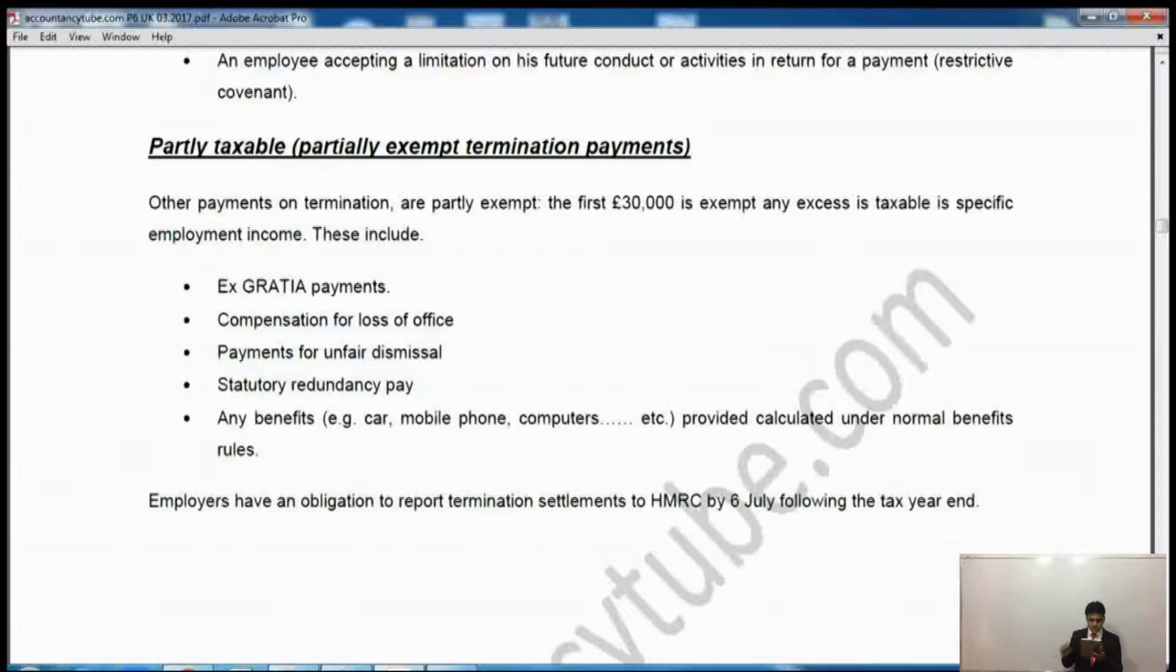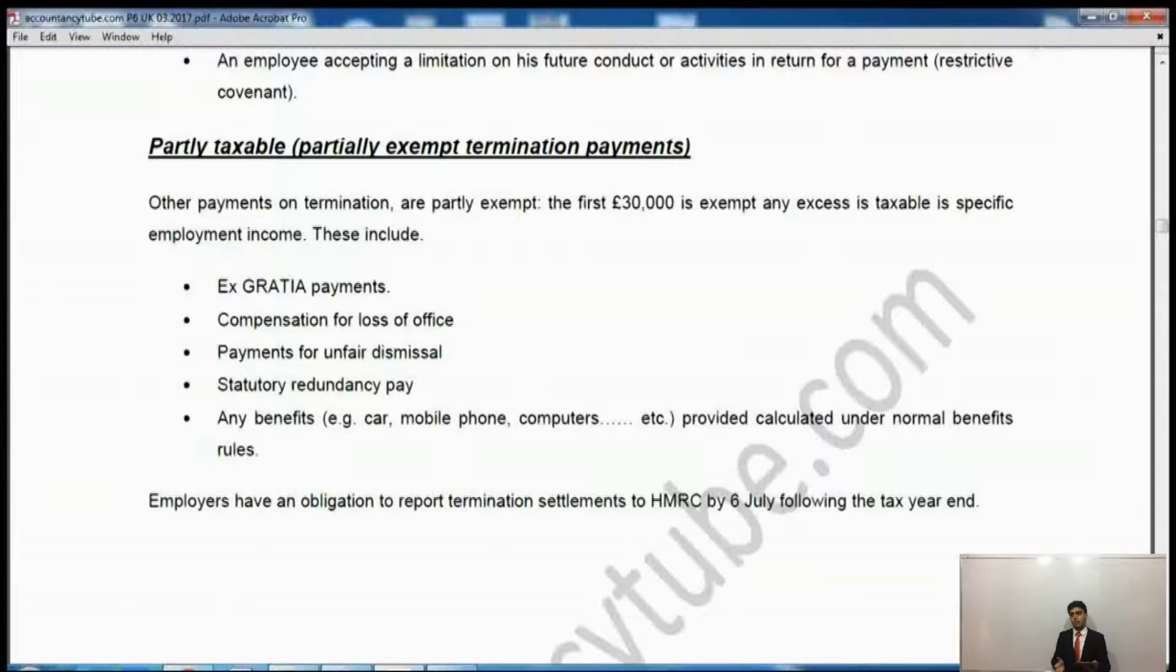An employee accepting a limitation on his future conduct or activities in return for a payment: restrictive covenants. Now, you might have studied this at F9 or P7. Restrictive covenants are simply when you're working for, say, a government agency, a secret agency or the FBI or something like that. Then in those companies, when you get retired, the companies say that you cannot work for anyone, anywhere, for a specific period of time, say for example 3 years after getting retired.